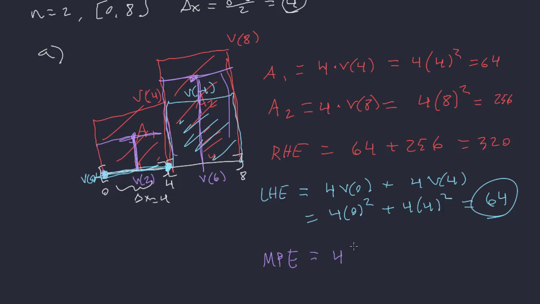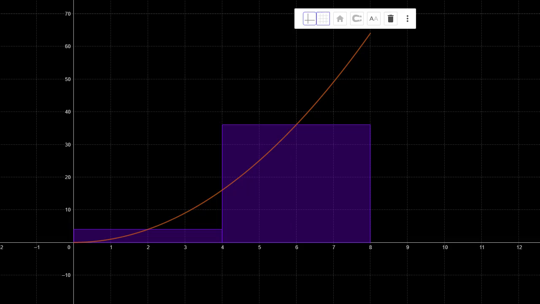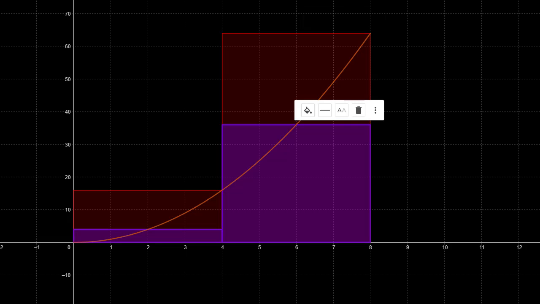So it'll be the base times V of 2 plus the base times V of 6. So it'll be 4 times 2 squared plus 4 times 6 squared. So this is going to come out to be about 160. Okay, so we got very different estimates here, right? But that should hopefully make sense because we're only using 2 rectangles to do this. We're way off.